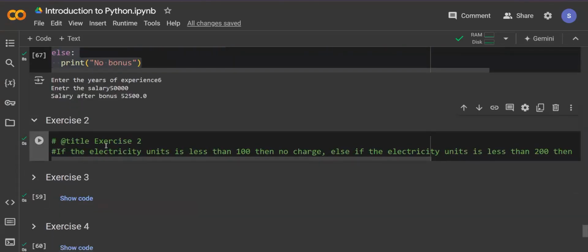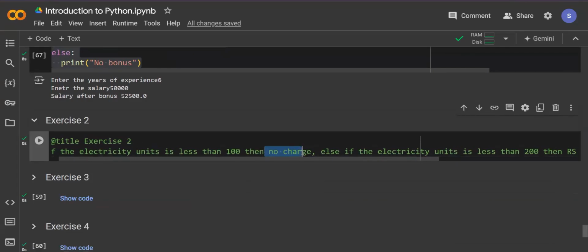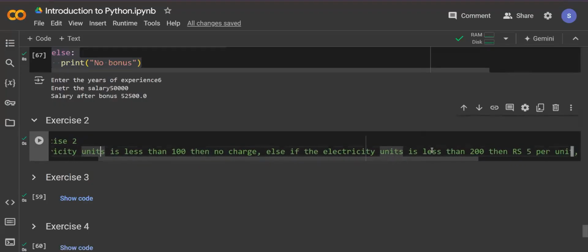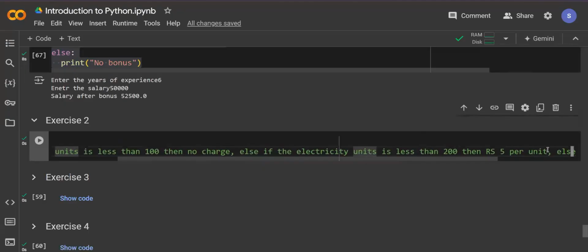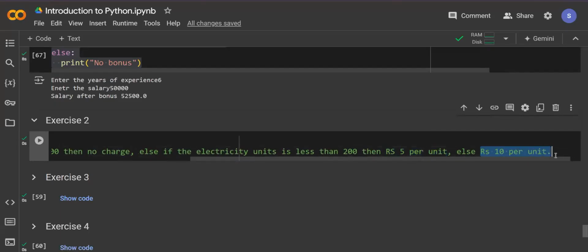Okay, so see the particular question. If the electricity unit is less than 100, then no charge. Else, if the electricity unit is less than 200, then we are charging rupees 5 per unit. Else, rupees 10 per unit. That is, if we are exceeding 200, then it is rupees 10 per unit.